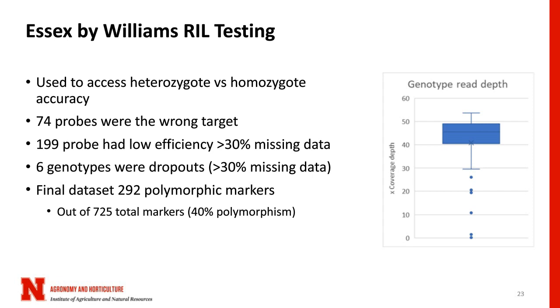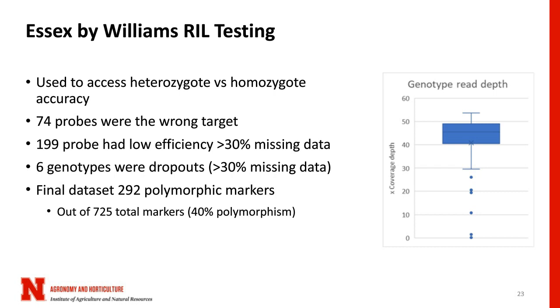We ran it with this. Our depth wasn't as good as what we would like. There was about 44x depth, or about 45x depth on this particular population. 74 of the probes were to the wrong target, and so those are probes that we're going to be eliminating from the 1K.